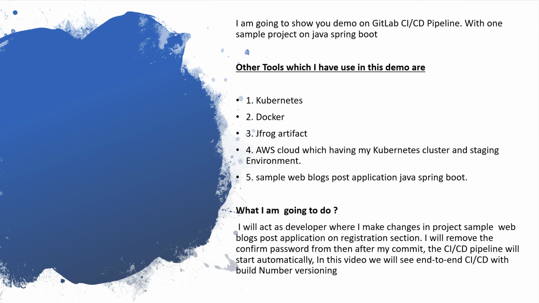I will act as a developer and make some changes on the application. Once I complete my commit, you will see how GitLab automatically kicks off the pipeline. The package will be built, the tests will run, Docker images will be created and posted to the Docker repository, and then the Kubernetes deployment will happen.